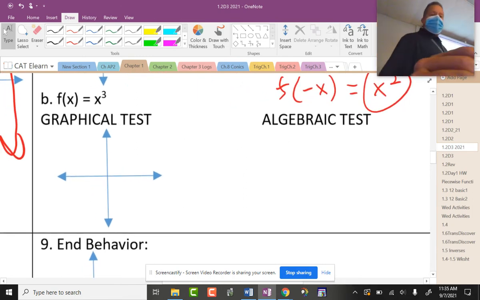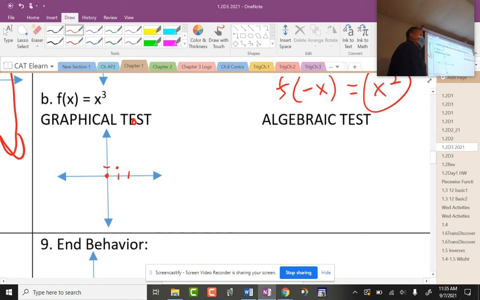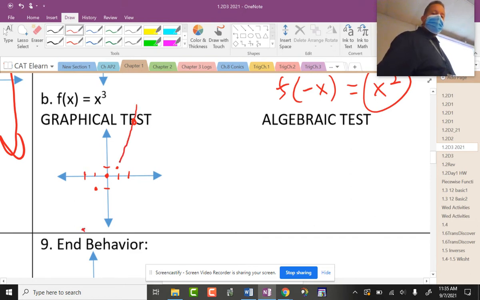Input 0, I get 0. Input 1, I get 1. Input 2, now you want to get nuts? Let's get nuts. It's starting to go crazy. It goes way up here, 2 gives 8. I plug in negative 1, I do get negative 1. I plug in negative 2, I do get negative 8. This is what the graph looks like.